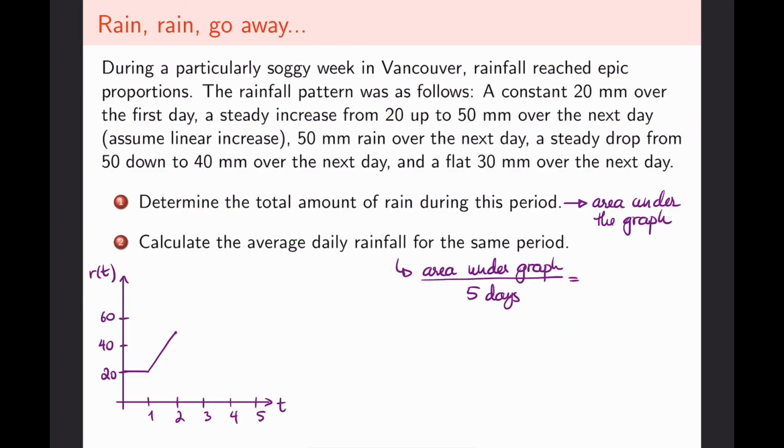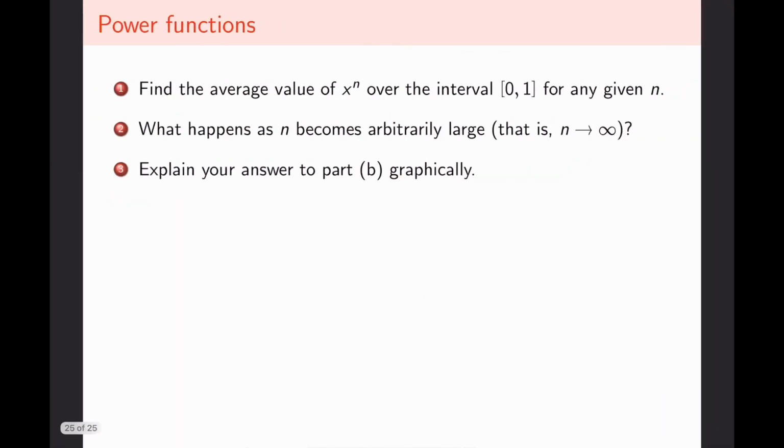Once you get your number, plot that on the graph and write a sentence about what that average represents on the graph. For the last example here, let's think about power functions in general and how the power affects the actual average. So here we're asked to compute the average for the general x to power n function over the interval from 0 to 1. So the formula tells us it's 1 over the length of the interval, which is just 1, and then I'm going to have to take the integral over my interval from 0 to 1 of my function, which in this case is the power function.